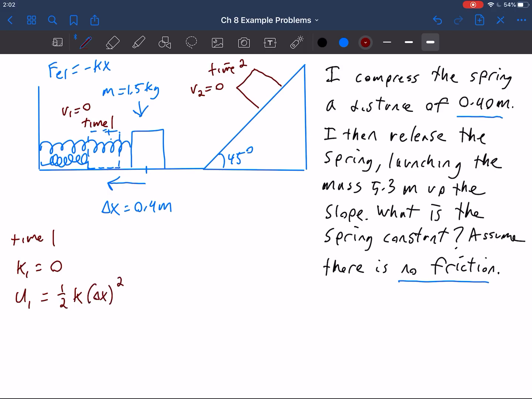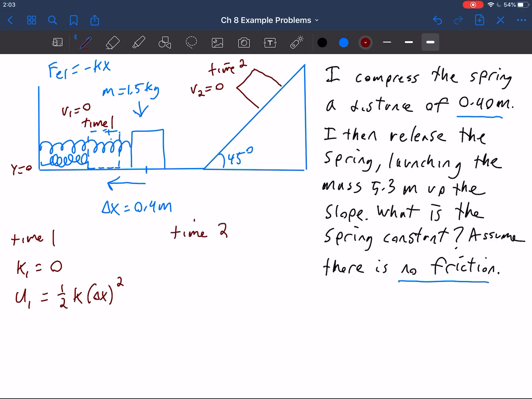Right, how far away from equilibrium are we in that moment? Okay, so we know we have only one type of potential energy at time 1 because we've defined the ground to be y equals 0. So there's no gravitational potential energy at time 1. What about at time 2?